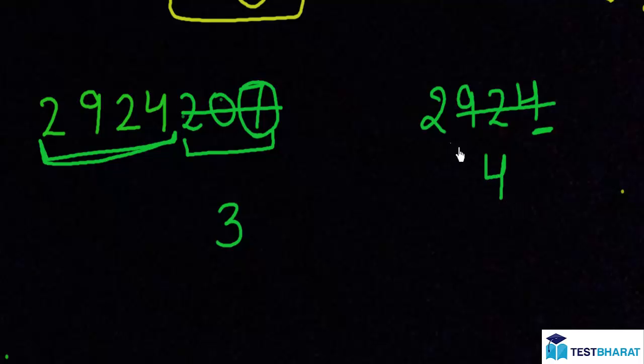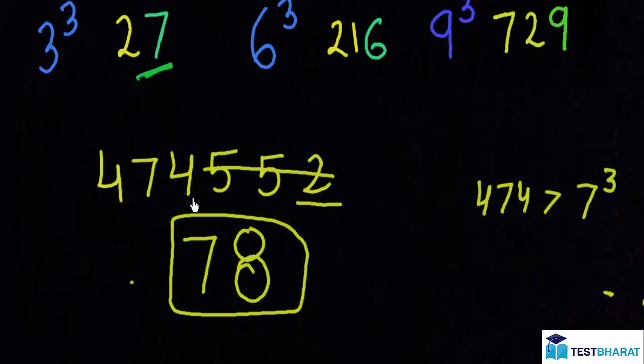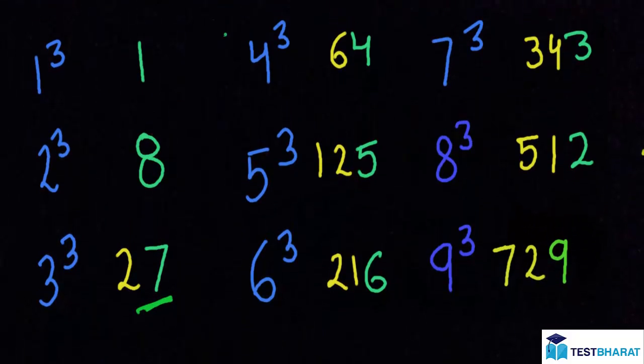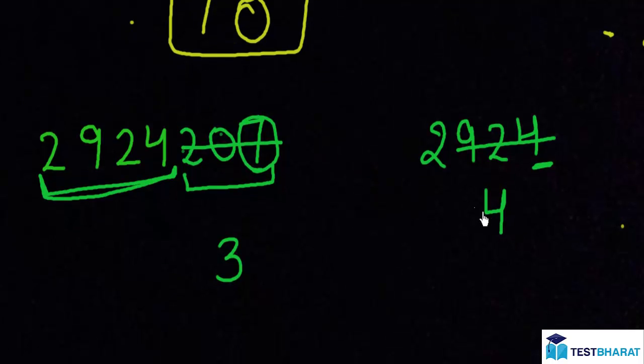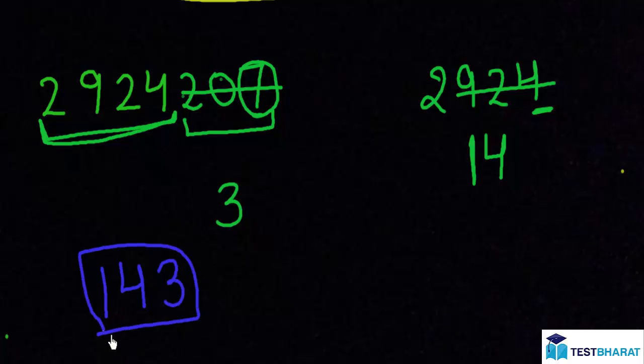And now for 2, we will do the same thing we did here with 474, we find which cube is lesser than 2. So 1 cube is lesser than 2. So we will write 1 here. So 1, 4, 3 is our cube root. So 143 is the cube root of 2924207. You can check it.